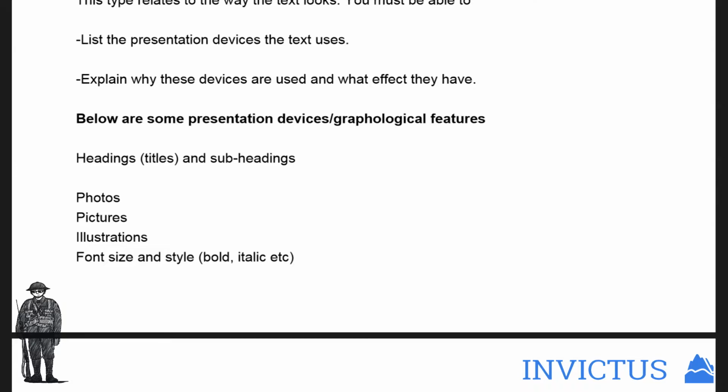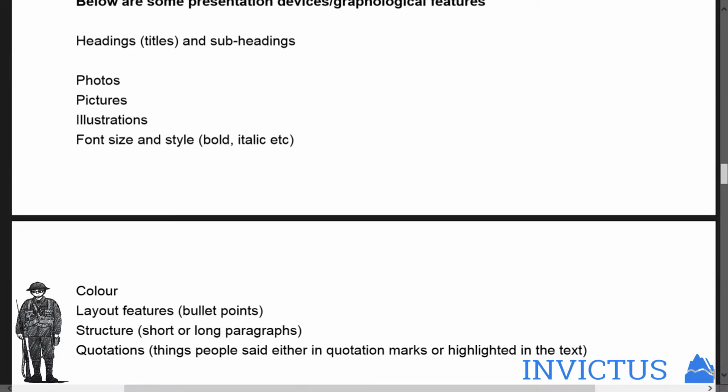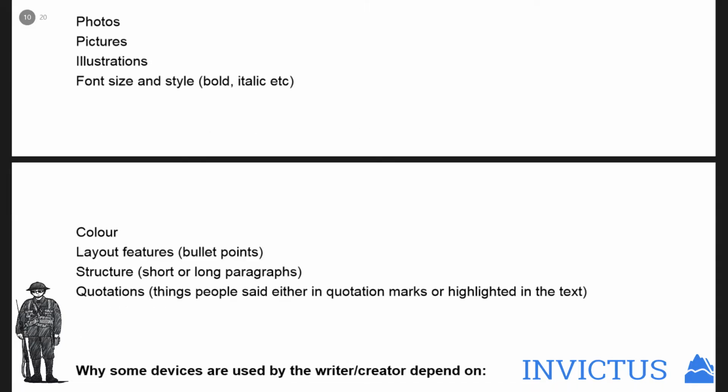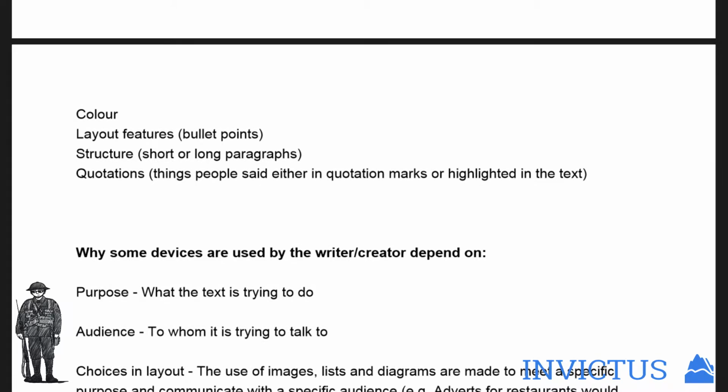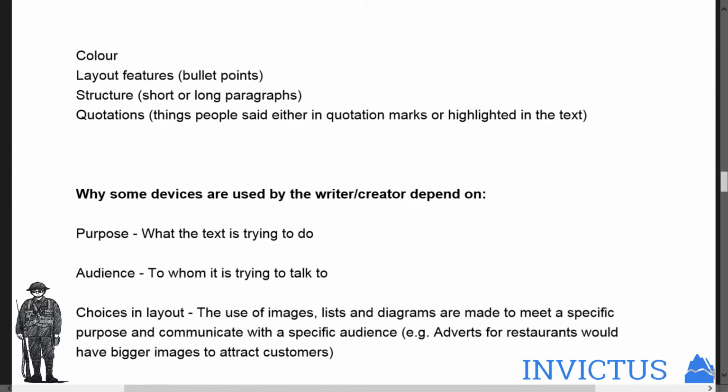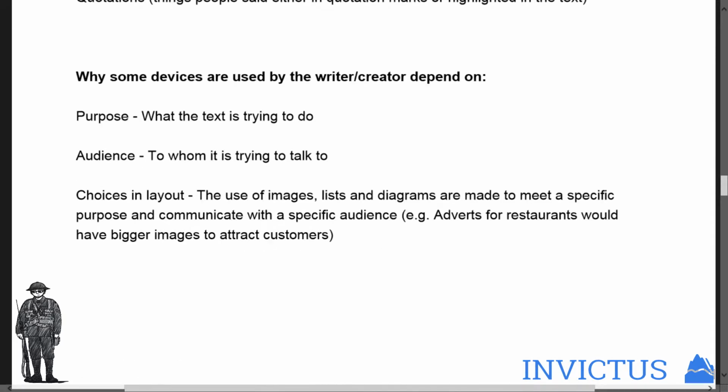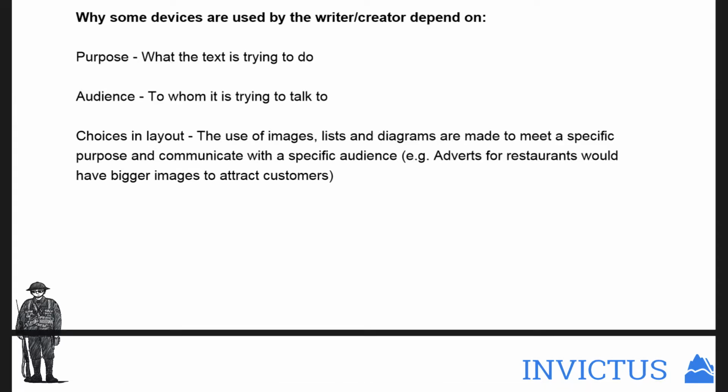So here's some devices and features. You've got headings, subheadings, photos, pictures, illustrations. Photos and pictures are the same, sorry. Illustrations are like writing or diagrams. Font size, colors, layouts, features, structure, and quotations, because you would be using a sans serif font for something casual or normal or business, but you would use a serif font for something fancy or formal or elegant. So why some devices are used by the writer depends on purpose and audience.